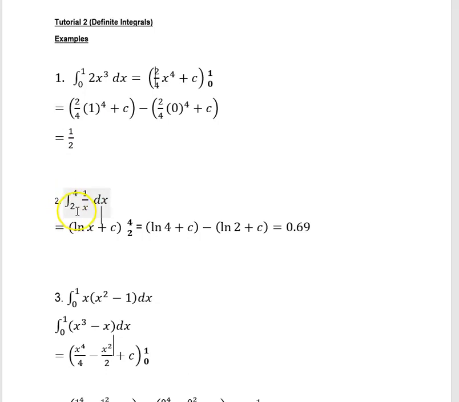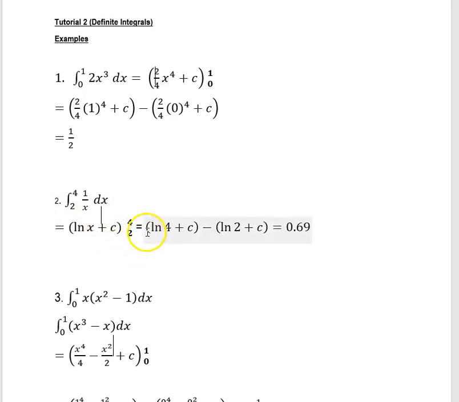Let's look at example 2. Here we have the integral of 1 over x dx between 2 and 4. So what we do now is we integrate that. Don't forget that the integral of 1 over x is ln x plus c, still leaving your 4 and 2 there. By the time you have finished integration, you don't put the integral sign again.